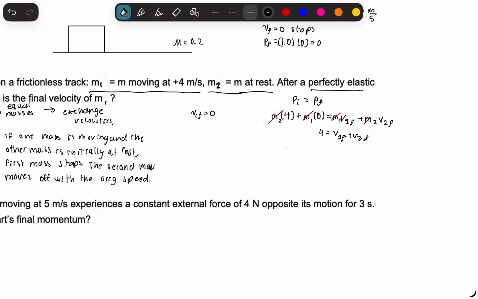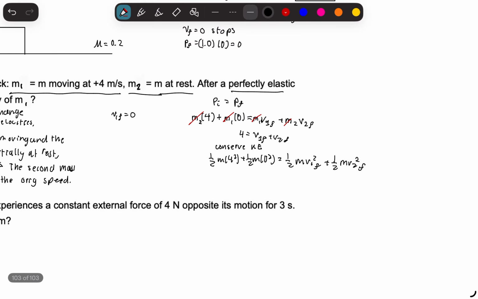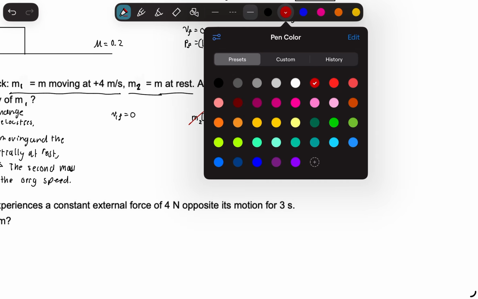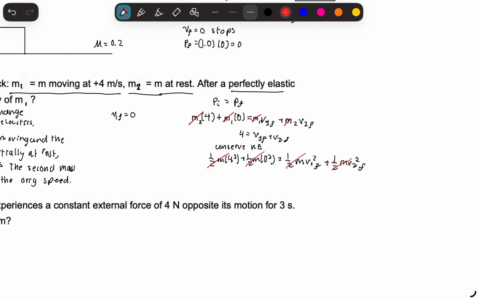Now you can use your conservation of kinetic energy. So you have 1/2 m 4 squared plus 1/2 m 0 squared is equal to 1/2 m v1f squared plus 1/2 m v2f squared. So you can cancel out that 1/2 m from all of these, and you're left with 16 is equal to v1f squared plus v2f squared. Now you can solve the system.